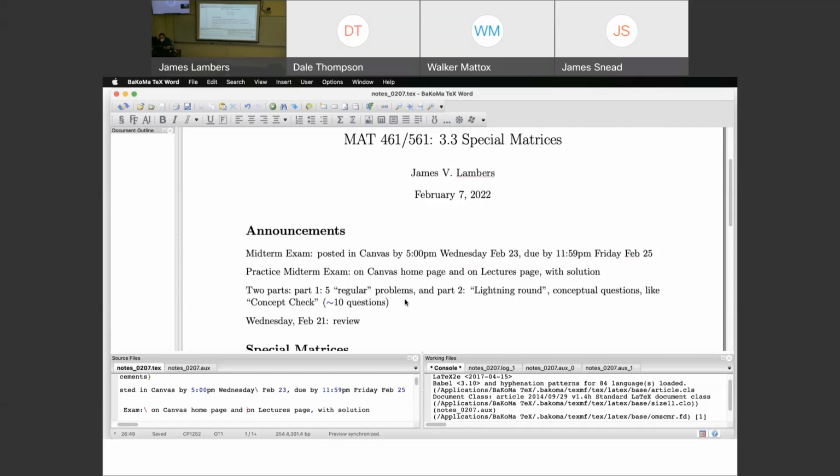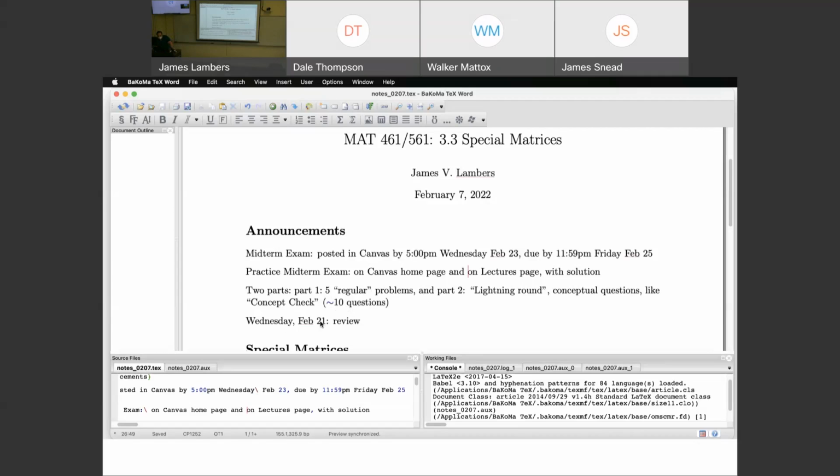Questions that are based on the quizzes or the concept checks that you're doing in Canvas. About 10 questions of that form. So the practice part only has regular problems, serving as a study guide for that part. As far as a study guide for the lightning round, just look at the quizzes. That's really all the study guide you would need for that.